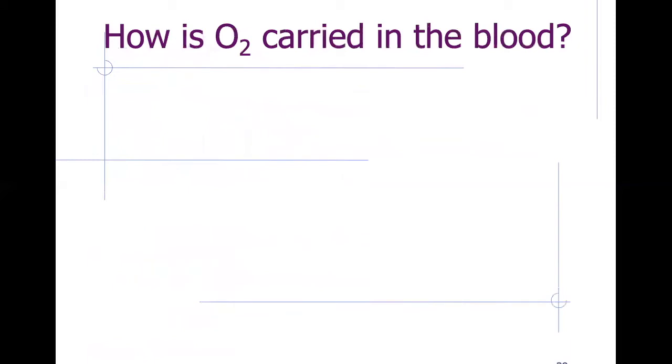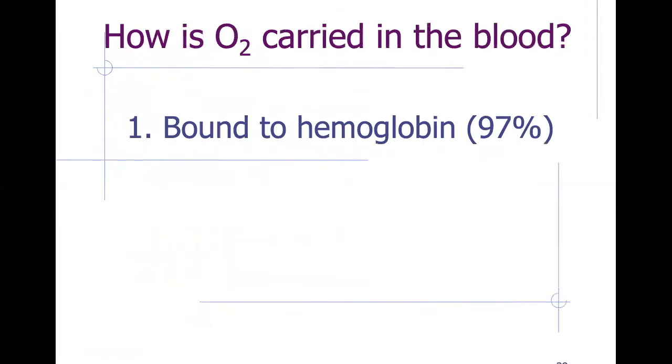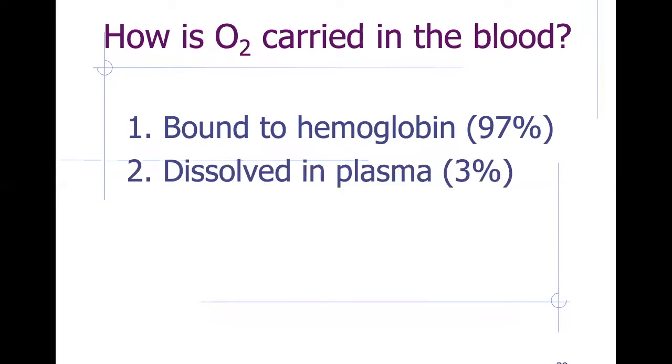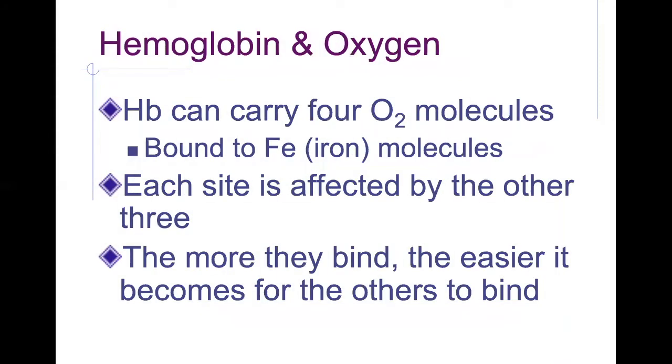So, why is hemoglobin important? Well, we're going to take a look at it because it's how oxygen is carried in the blood. About 97% of the oxygen that's being transported around in our bloodstream is bound to hemoglobin. So it actually binds onto there. There is a small amount, about 3%, that is dissolved into the plasma itself, but most of it is bound to the hemoglobin. Well, how does hemoglobin carry oxygen?